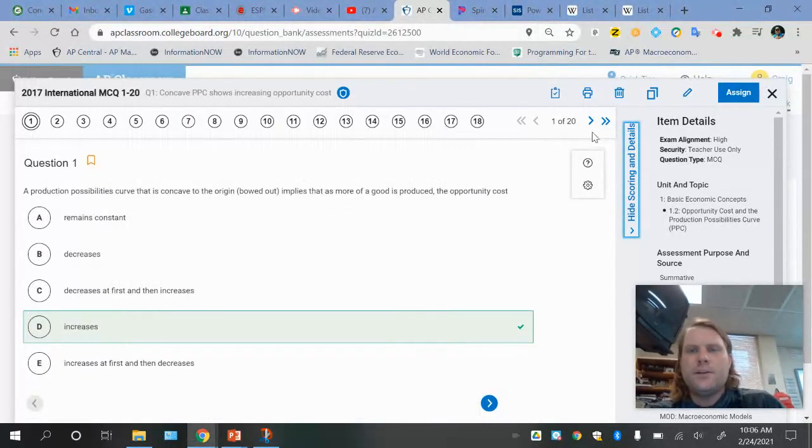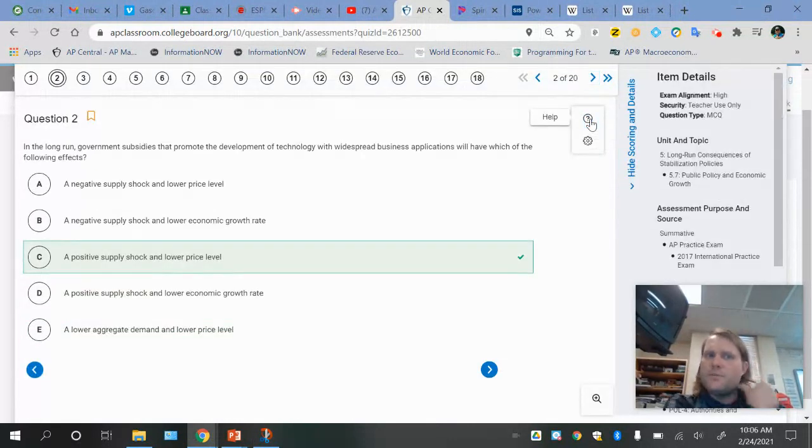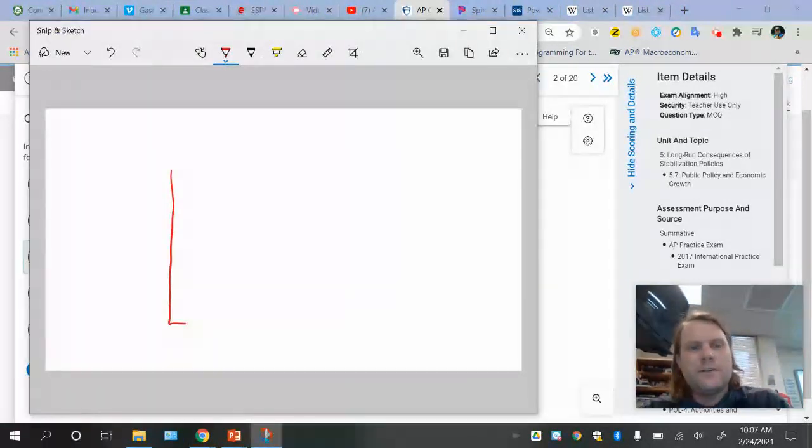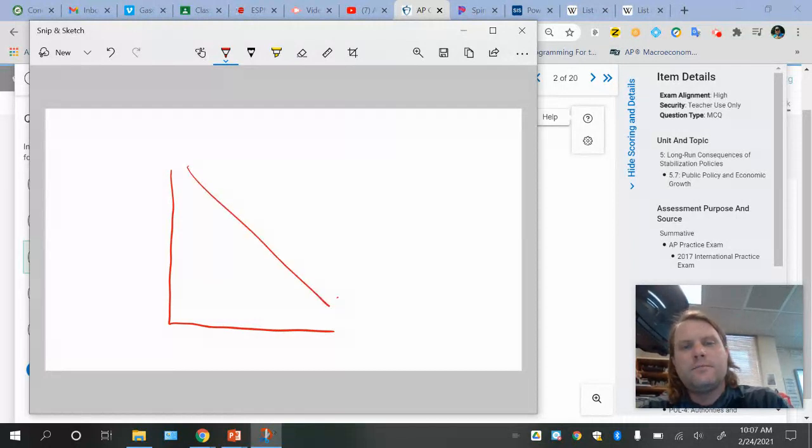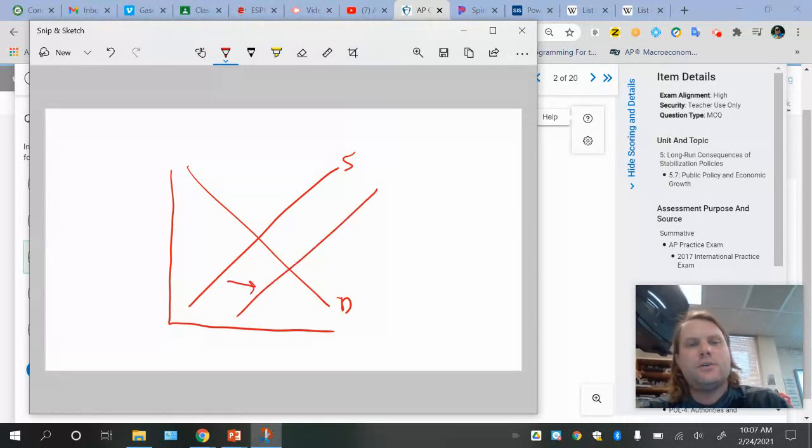All right, moving on to number 2 here. Government subsidies, those are going to be tax breaks. So going back to our supply and demand talk about shifters, tax breaks are going to shift our supply to the right, is what you want to remember with that. And it's asking you about promoting the development of technology. Widespread business applications have which of the following effects? So again, what we've got to remember is that somehow our supply is going to shift to the right. Subsidies shift our supply to the right.